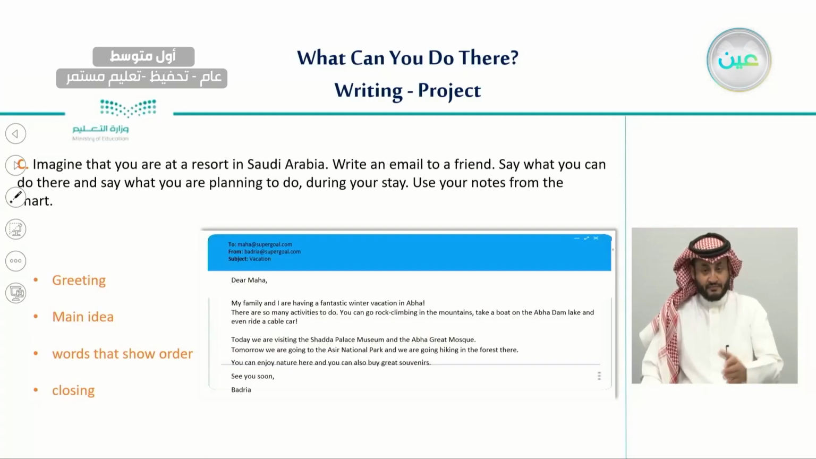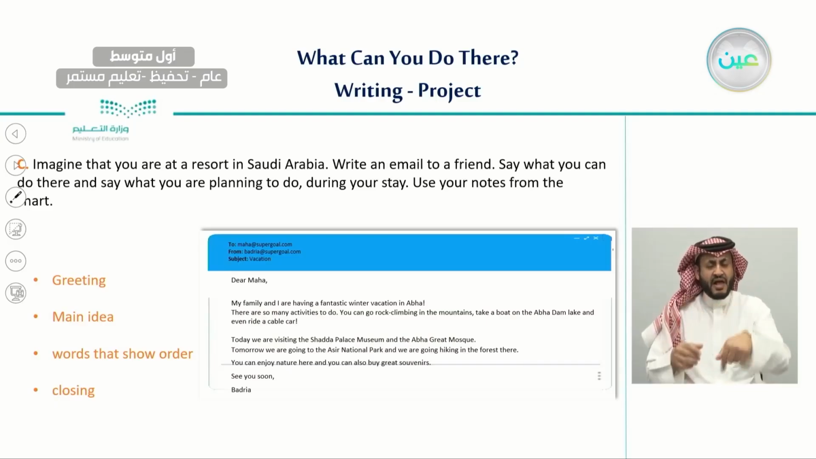Now, imagine that you are at a resort in Saudi Arabia and write an email to a friend. Say what you can do there and say what you are planning to do during your stay. Use the notes from the chart.